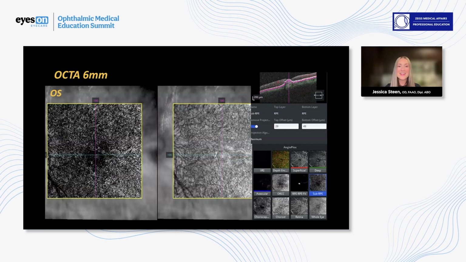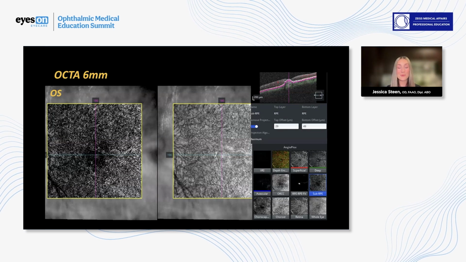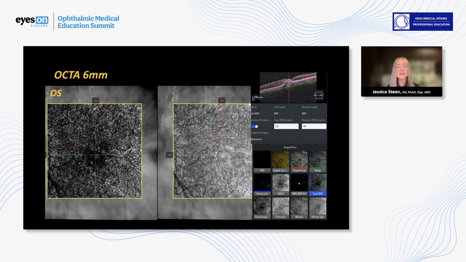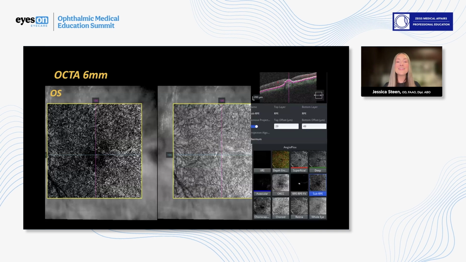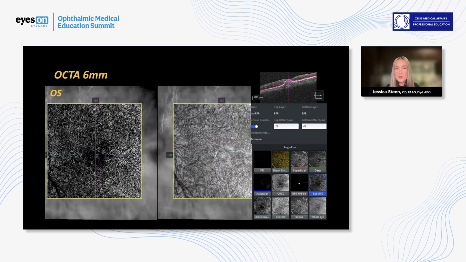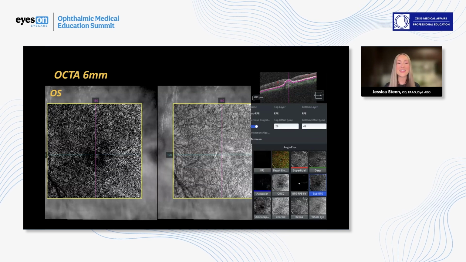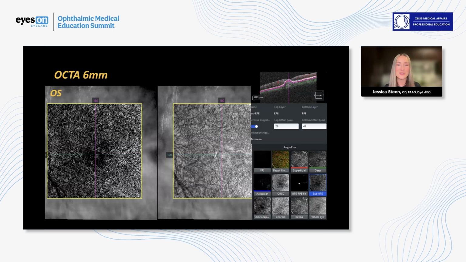We've seen two very different cases with different risk factors for progression to late-stage disease. It's not just about identifying those risk factors, but utilizing objective measurements in evaluating patients for change over time.